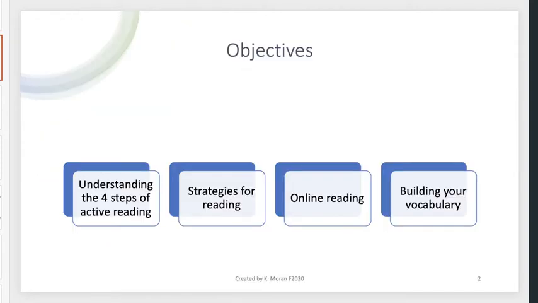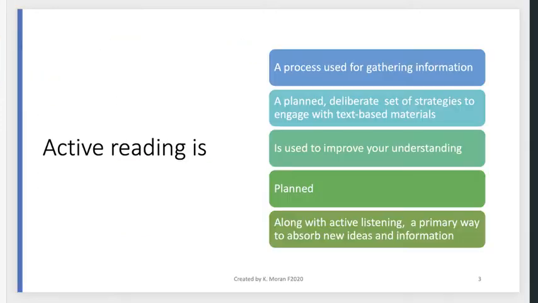When we are looking at this chapter, the objectives that we're looking at are as follows. We're going to be looking at understanding the four steps of active reading. We'll be examining strategies for reading. We're also going to be talking about online reading because online reading is different from our regular textbook reading. We're also going to be talking about building vocabulary.